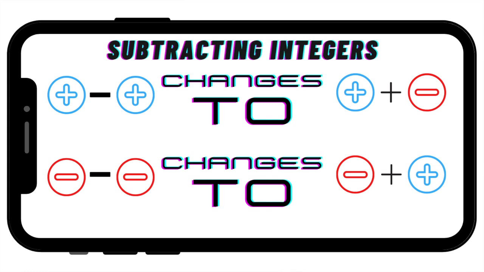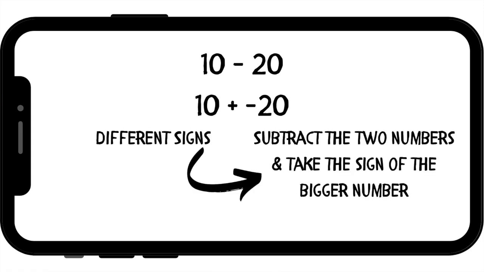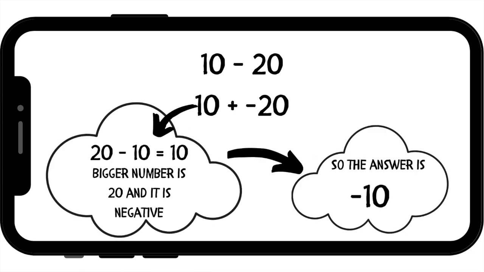So you'll notice that the signs are the same in the original problems. So an example, if I have 10 minus 20. So 10 minus 20 changes to 10 plus negative 20. And if we use the rules from yesterday, different signs mean we subtract and take the sign of the bigger number. So 20 minus 10 is 10. And then since 20 is bigger, it's negative 10. So 10 plus negative 20 is negative 10. So remember, different signs, we subtract the number and take the sign of the bigger number. So a positive minus positive always changes to a positive plus a negative.